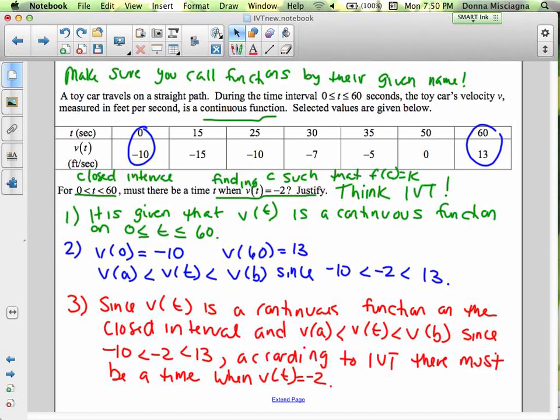You've got to state that. You've got to show that k is in between f of a and f of b, or v of a and v of b, or whatever letter happens to be. And then you got to explain your answer. If you're asked to find c, you got to find c, and then explain your answer. We weren't asked to find c, and we can't, but we can explain that at some point the velocity has to be negative 2. You can't go from negative 10 to 13 without at some point being at negative 2. And here we can show that using the intermediate value theorem, right? We've got to be able to show the things that we say are really true.